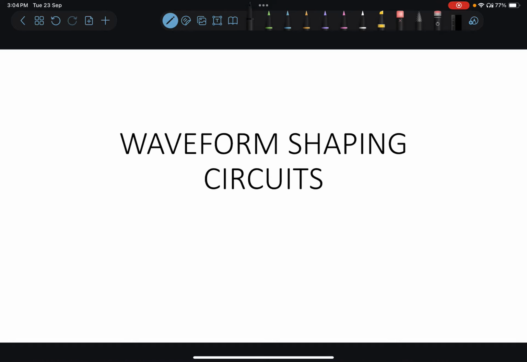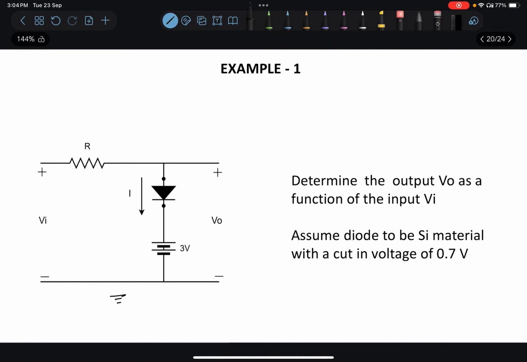Hello everyone. The topic of today's discussion is waveform shaping circuits. In order to understand what waveform shaping circuits are and how we analyze them, we will be doing an example to demonstrate how we analyze waveform shaping circuits.